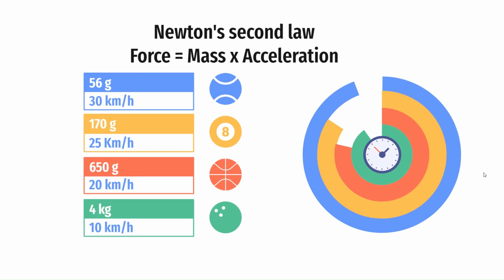Newton's second law involves the relationship between force, mass, and acceleration, typified by this equation: force equals mass times acceleration. We see 4 different balls here, all with different masses. The greater the mass, the less acceleration or velocity that it would end up getting, depending on the amount of time that the force was applied.